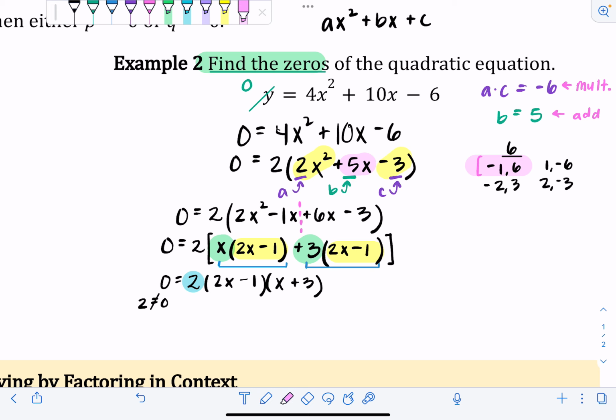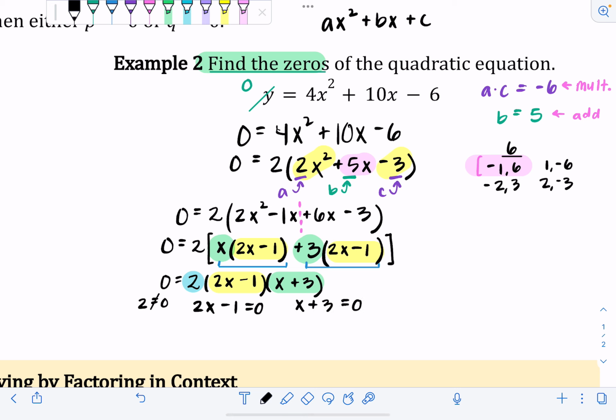One thing I want to add is on this problem, the 0 was on the left side. It's totally okay. It works the same exact way as example 1. So the next factor is 2x minus 1. So I can take that 2x minus 1 and set that equal to 0. And it can go on the left or the right side, the 0 part. And then the last factor is the x plus 3. So I can set that equal to 0.